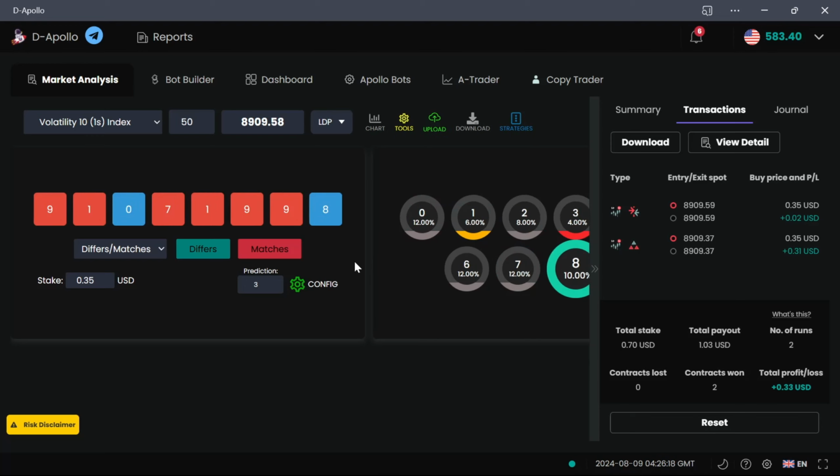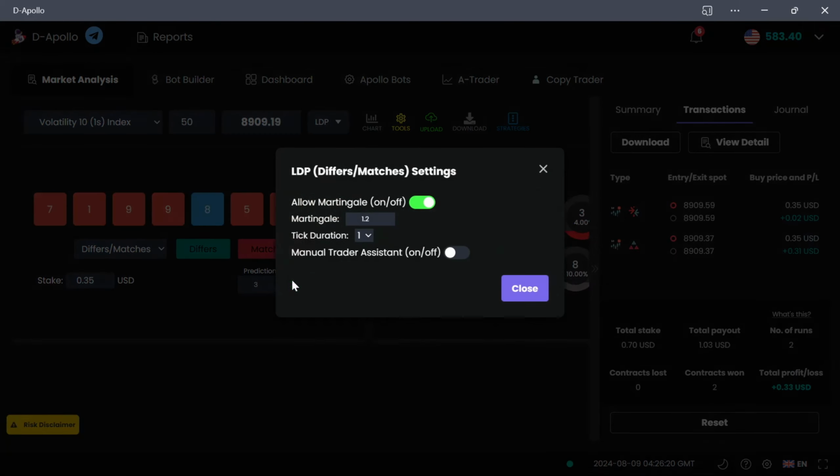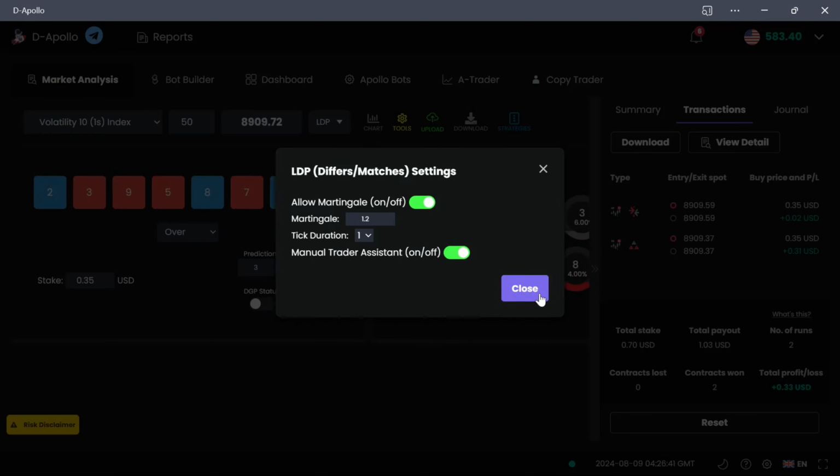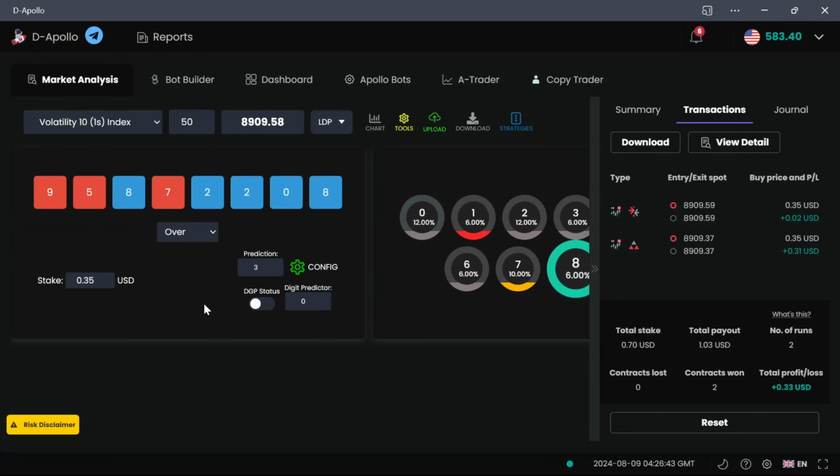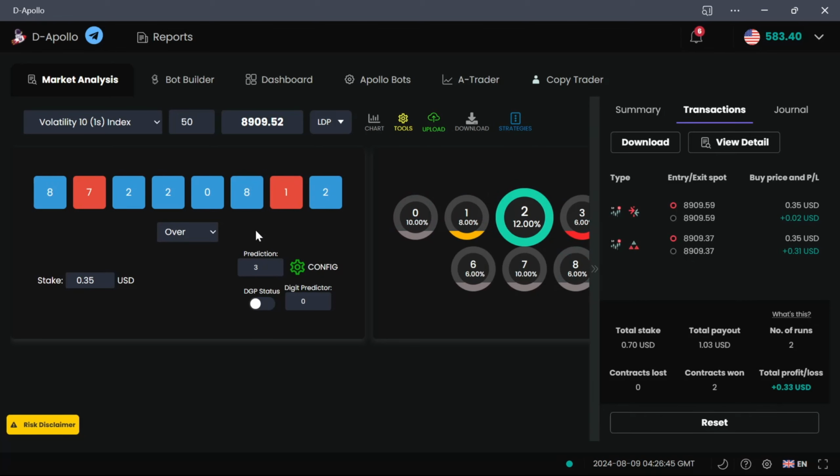To enable manual assistance, you come here to the configurations. On the configs, you can change the martingale, you can change the tick duration, and you can enable and disable the manual trader. So for example, if I enable the manual trader assistant, you'll see I have a prediction of 3.